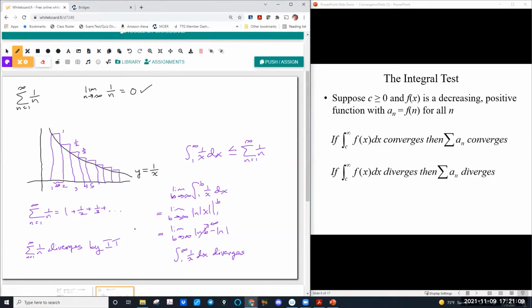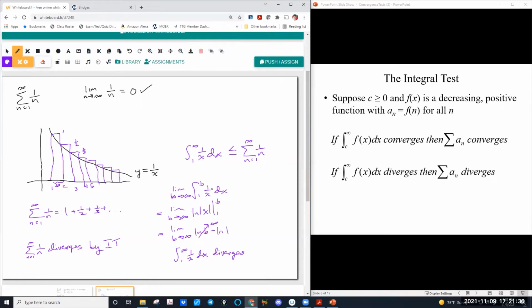So basically, we did it. I wanted to give you this example because we've done the left-hand rule and I wanted you to see what was going on. You won't have to do this in the future. All you have to do is turn it into an improper integral and calculate the improper integral. If the improper integral converges, the series converges. If the improper integral diverges, the series diverges.